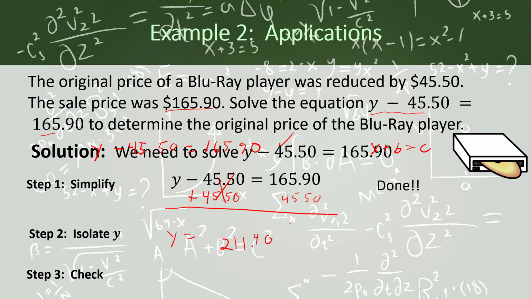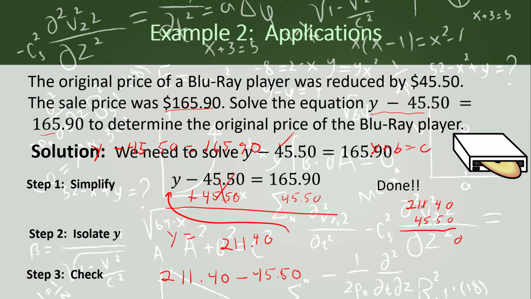And now to check, we can take this, put it back into y, and see what we get. Well, that's going to give us $211.40 minus 45.50. And what's that going to be equal to? Let me see. 211.40 minus 45.50. All right, well, that's just 0.